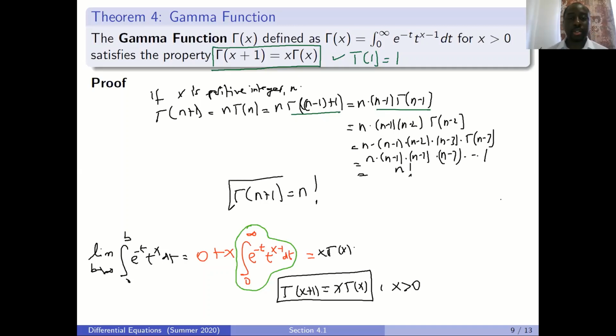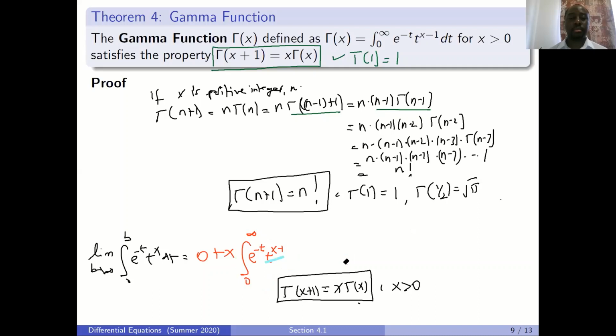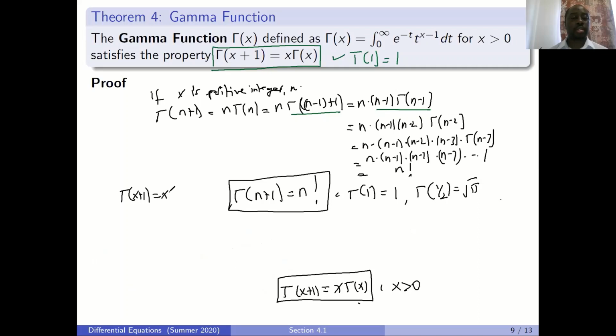All right, so we'll keep this property also in mind. And then we're going to use the gamma of 1 is 1, right? Now, we can also show that gamma of 1/2 is the square root of pi. I'm going to leave that for you as an exercise. So this is also going to be important going forward. And then, of course, the more general form, gamma of x plus 1 is x gamma of x.